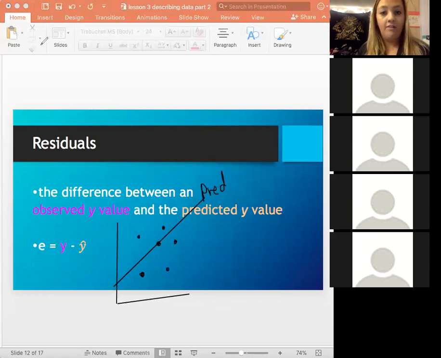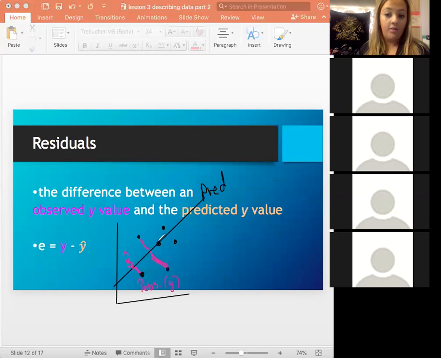So this is your predicted line, and then these are your observations that you get. And then maybe you have one here. So your residual is going to be the distance between your observed and your predicted. So observed is technically y, and predicted is y hat. Your residual is all these pink lines that I'm drawing here.